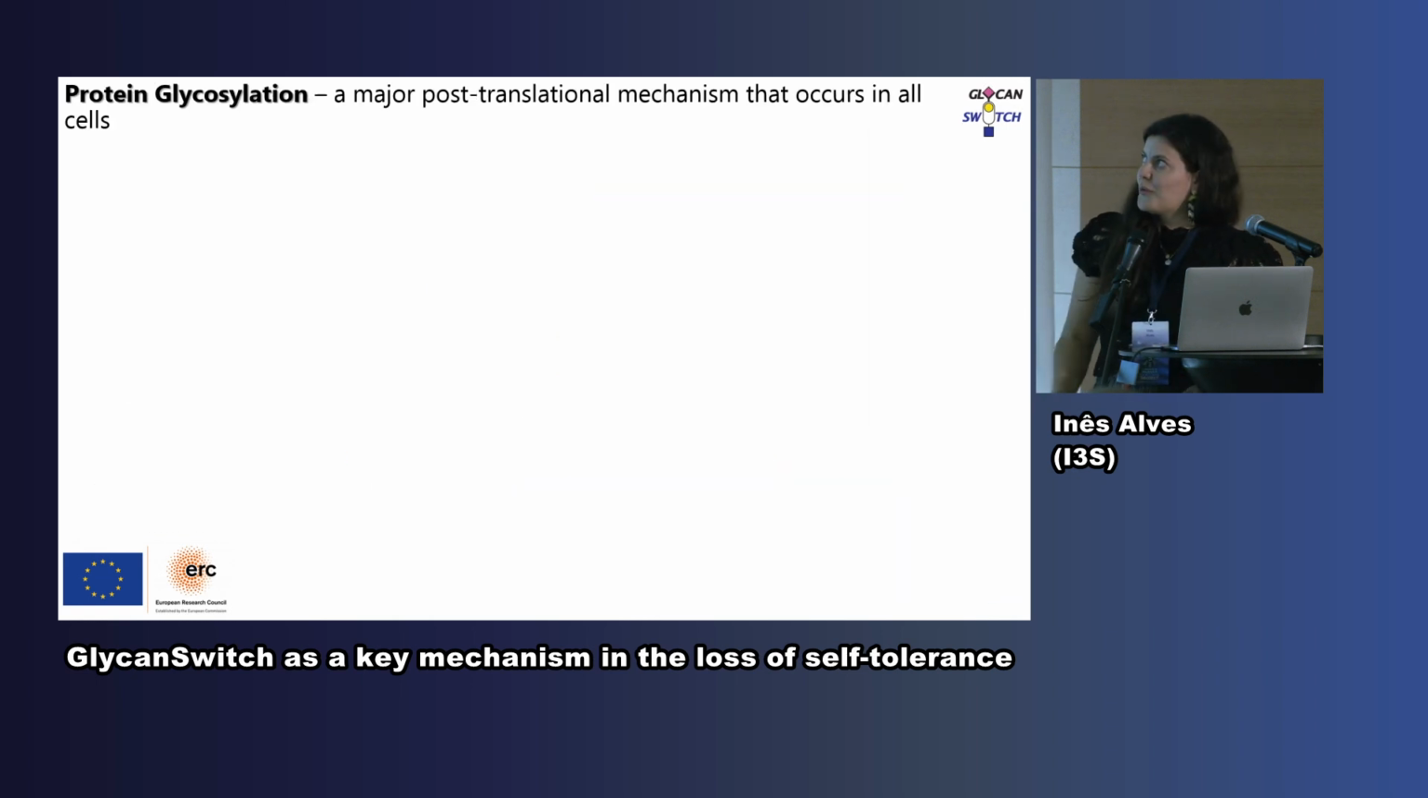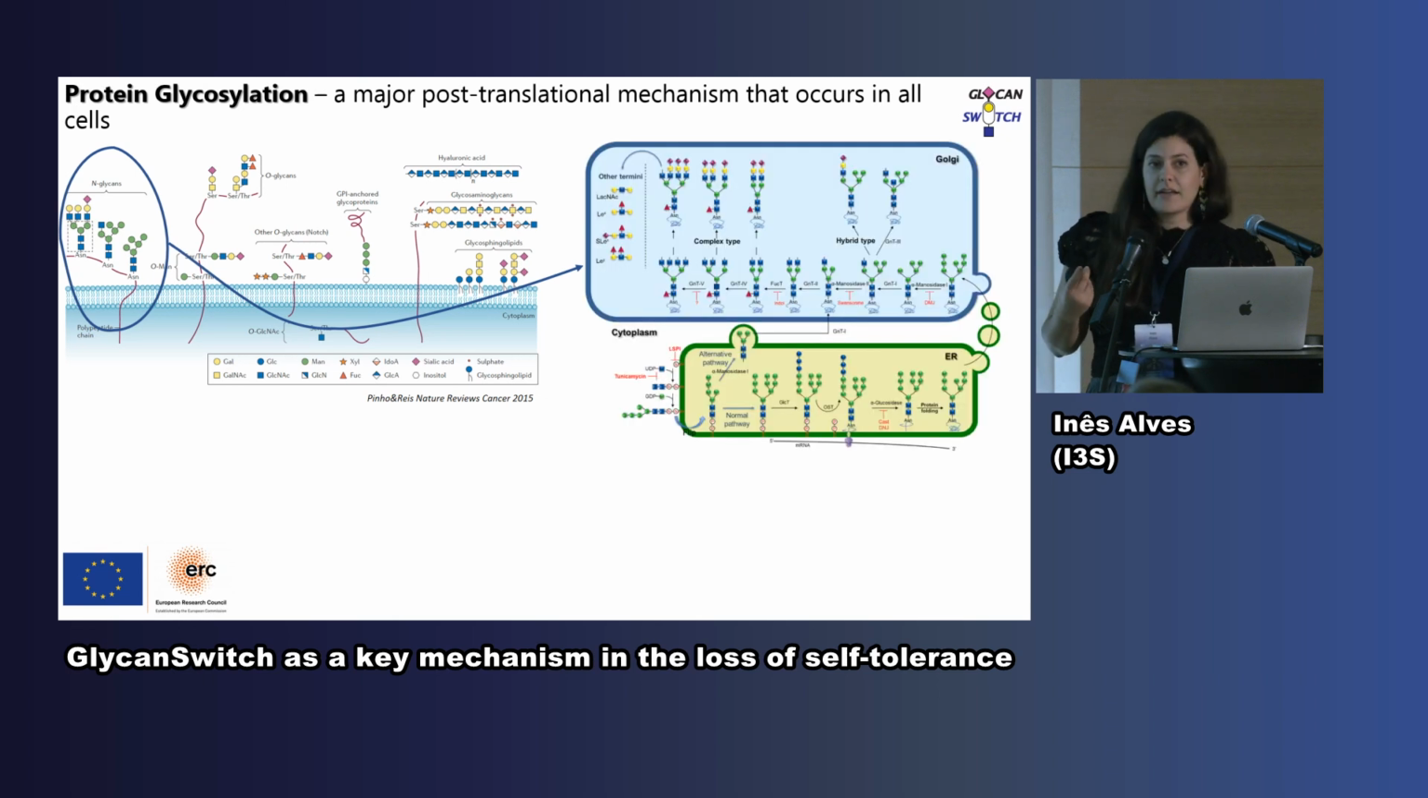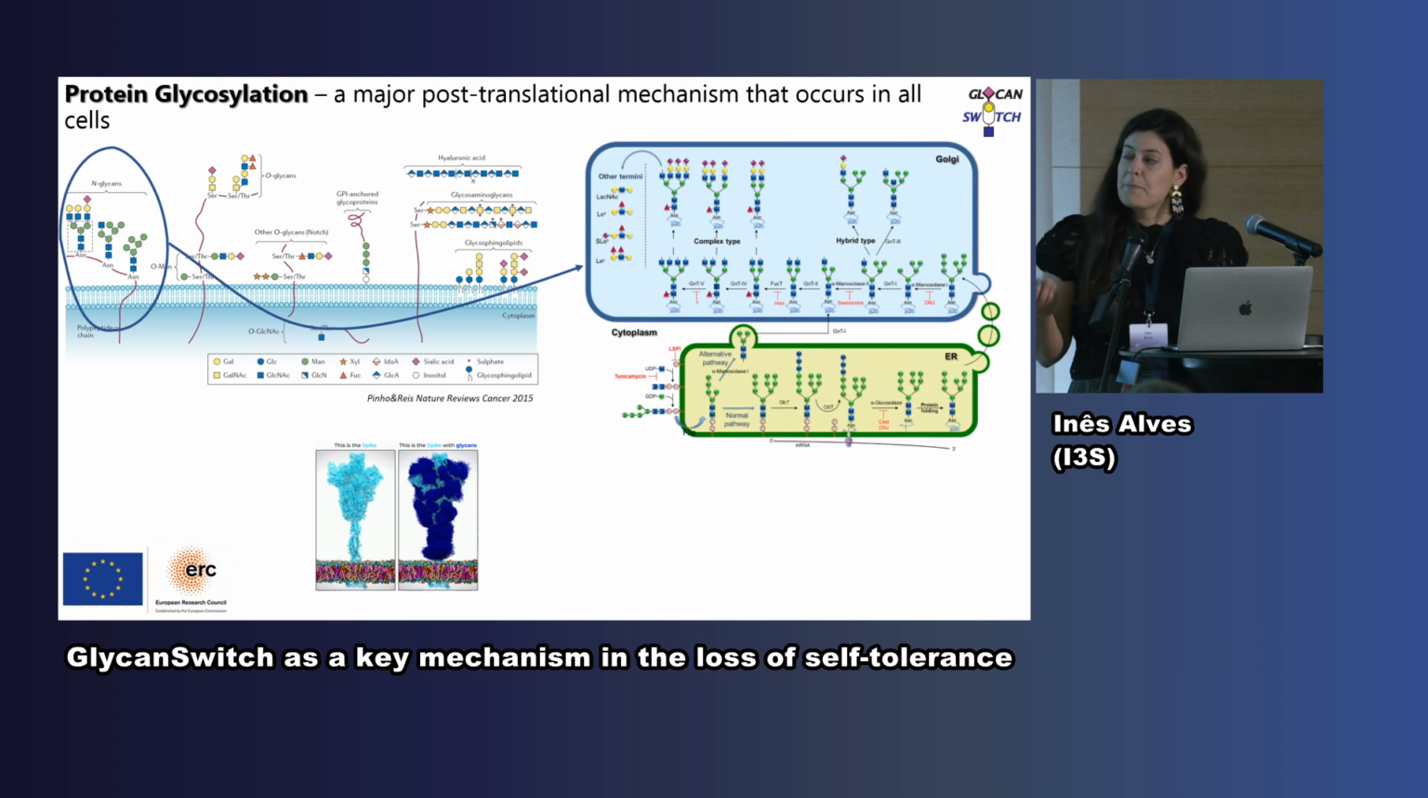So, as we all know, protein glycosylation is a major post-translational modification that occurs in all living cells, and we are focusing on the N-glycans that occur on the asparagines and are the major glycans presented at the membrane proteins. These glycans are synthesized between the ER and the Golgi by the consecutive action of glycosyltransferases and glycosidases, and it gives rise to a very diverse and complex repertoire of glycans.